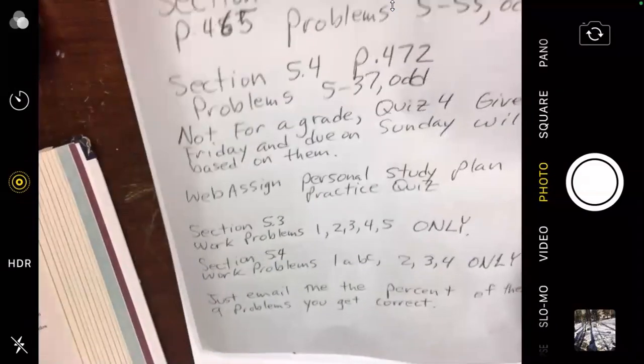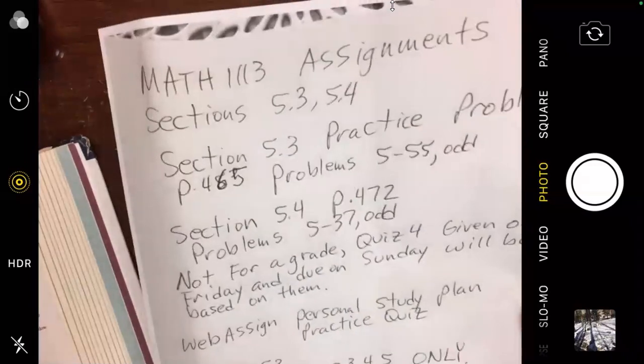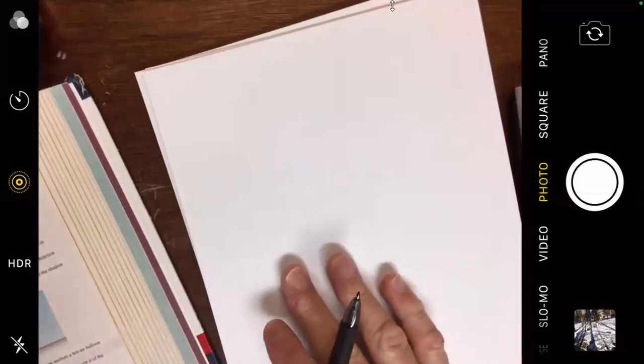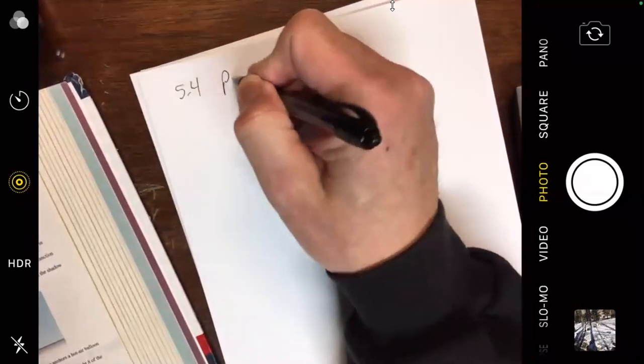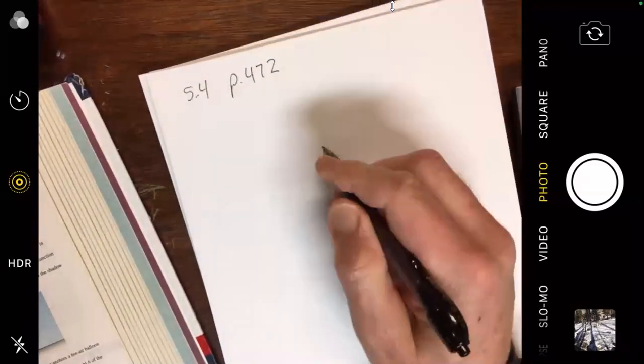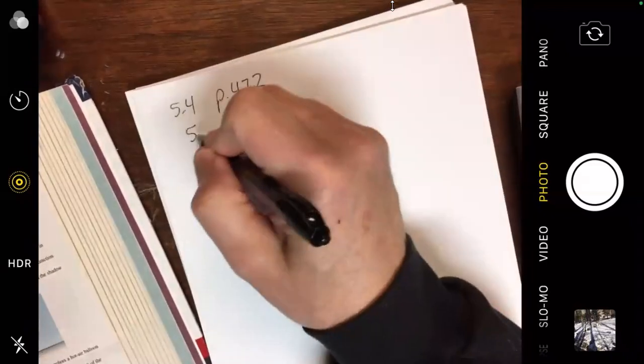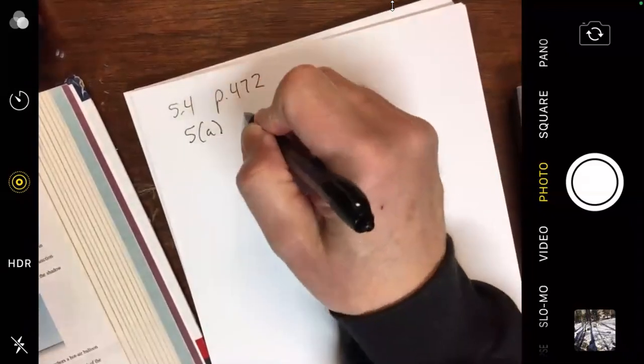I keep losing the assignment. There it is. All right, we're doing 5 to 37 odd. We'll do a few more here. Okay, so page 470, this is 5.4, page 472. Try to say problem 5A is the very first one.